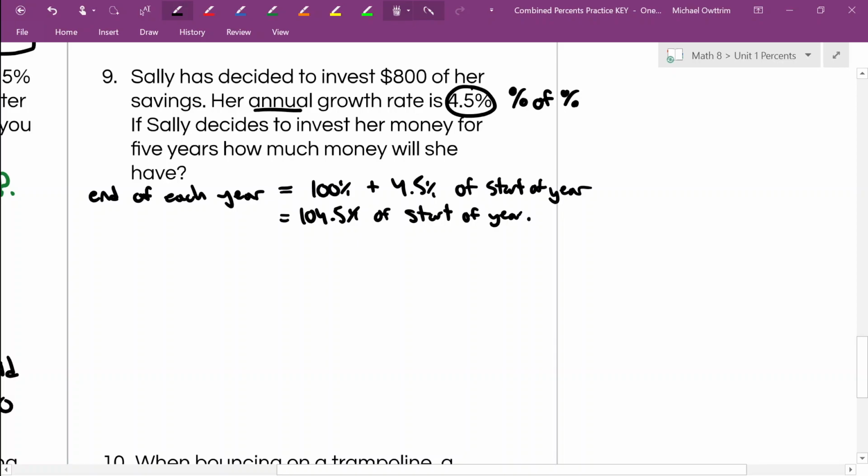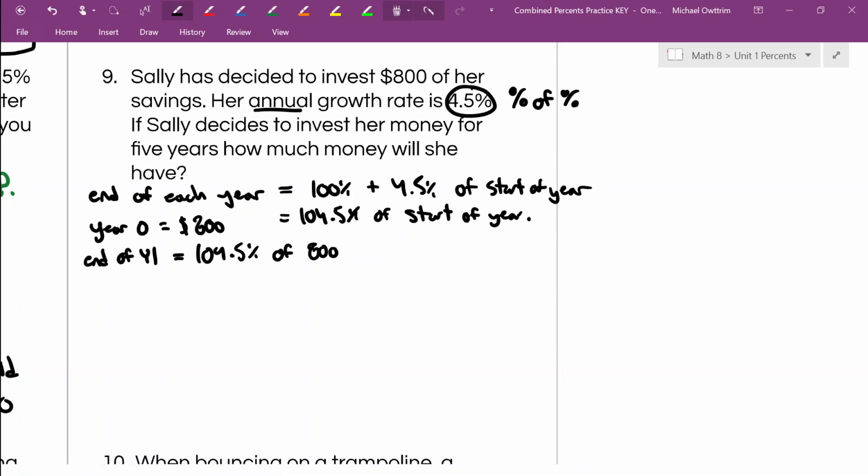So let's think about this. At year 0, she has $800. Immediately after she's invested it, she has $800. It hasn't been a year yet. At the end of year 1, she is going to have 104.5% of that 800. We've grown by 4.5%, so that's a 4.5% increase, giving us 104.5% overall.